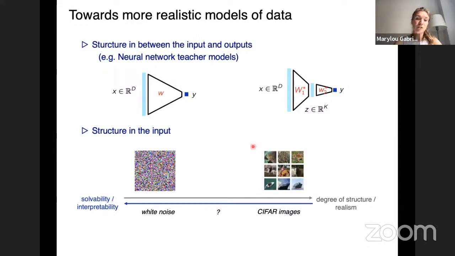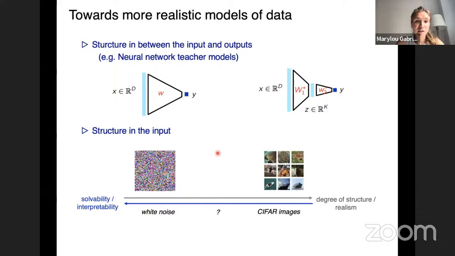But of course, the issue is that it gets harder and harder to solve models that are more complicated, and also maybe offers us less interpretability. So let me tell you about one and maybe even two examples where we are incorporating more structure than completely independent inputs in the model.